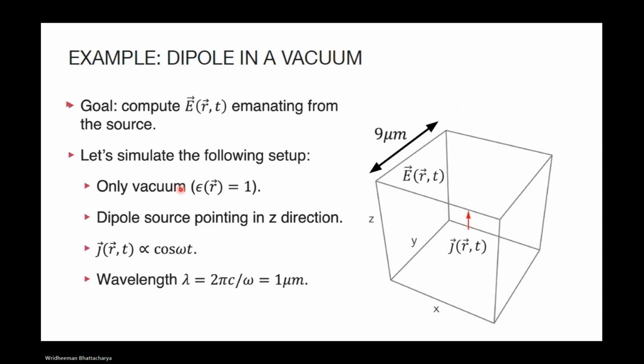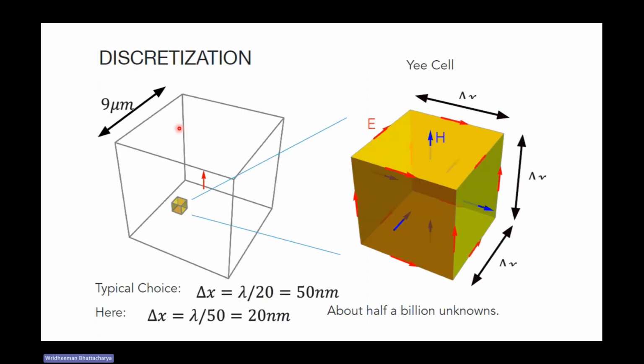But in this case, we only have a vacuum, a dipole source pointing in the z direction, and the J(r,t), which is directly proportional to cos omega t, whereas the wavelength here is 1 micrometer, right? So if we do the discretization here, suppose this is the whole block, and we have several blocks of this type which make up the grid, which constructs the Yee cell. This is called the Yee cell. The Yee cell gives us the electric field going along the boundary, and the magnetic field coming out of or into the interface. So these are the del x.